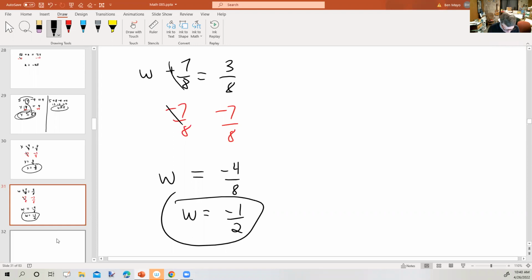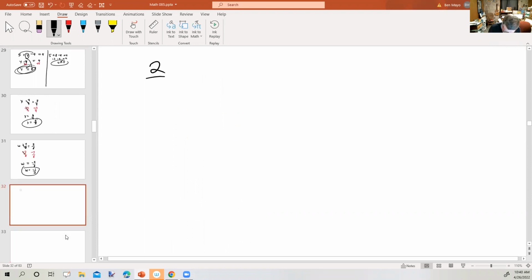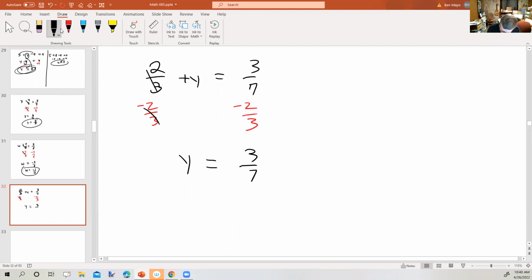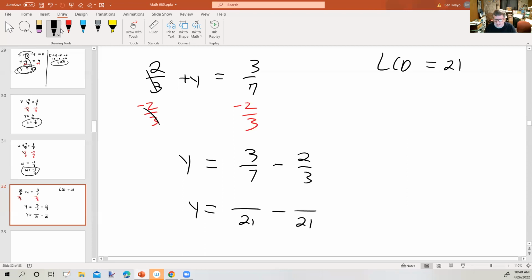All right. Let's say we've got the following. 2/3 plus y equals 3/7. So to isolate y, we'll subtract 2/3 from both sides of the equation. However, we can't easily subtract 2/3 from 3/7 until we get a common denominator. The least common denominator of 7 and 3 is 21. So we get that situation.